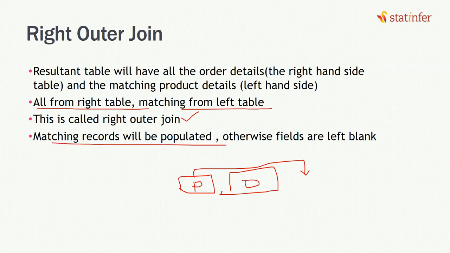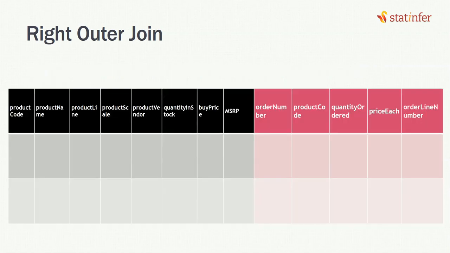Okay, so matching records will be populated, otherwise these fields will be left blank, if there is no product code available in the products table by some error or something. If there is no product code, then we will just leave that field blank. So basically the final table will have all the records from the right hand side table and the matching details. The final right outer join will have all the columns, so column names will be completely added up. Everything will be there from the right hand side table, and matching records from the left hand side table will be there.